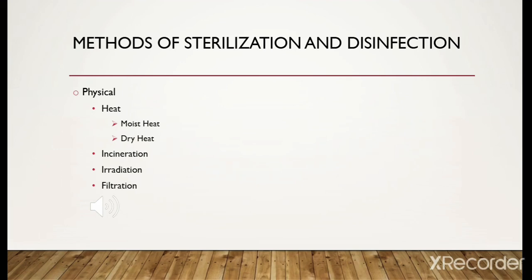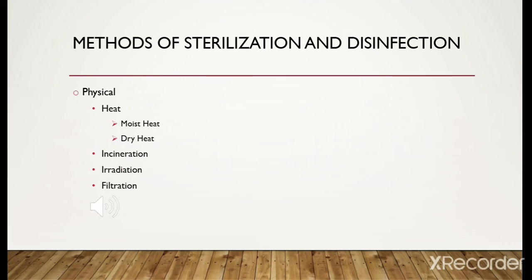What are the methods of sterilization and disinfection? There are two methods of sterilization and disinfection, which are physical and chemical methods. Under the physical, we have heat, incineration, irradiation, and filtration. But firstly, we're going to talk about heat. Heat is the most important and widely used method. It is the safest, it is efficient, and it is a very cheap method.